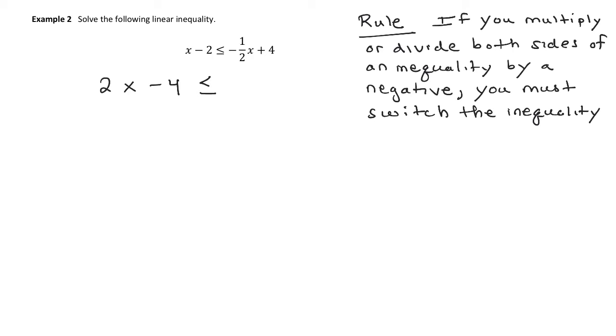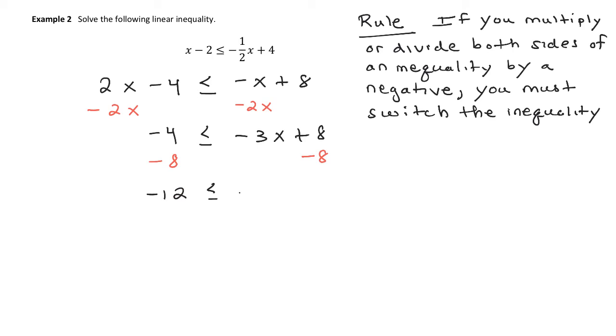And on the other side, we get negative x plus 8. So far so good. Let's see. I think as my next step, I'm going to try to create a problem where we'll need this rule. So I'm going to subtract 2x from both sides of this inequality, and I end up with negative 4 is less than or equal to negative 3x plus 8. Okay, I'll now subtract 8 from both sides, and I have negative 12 is less than or equal to negative 3x.